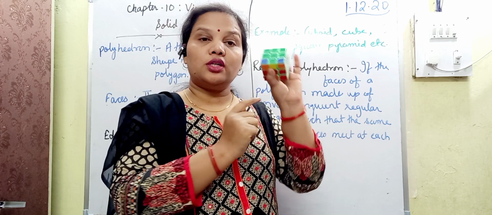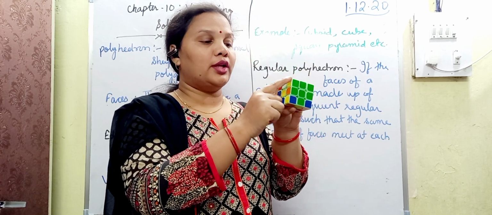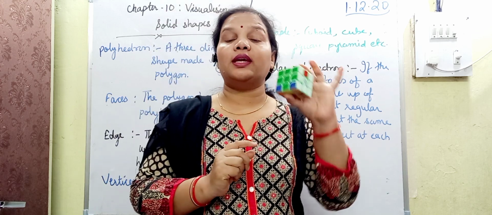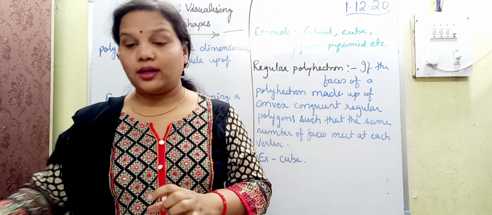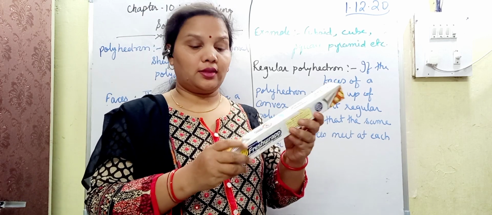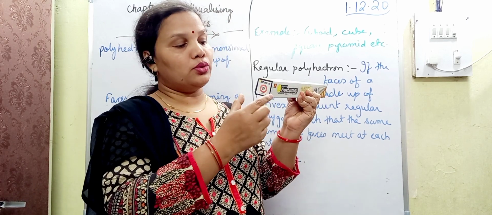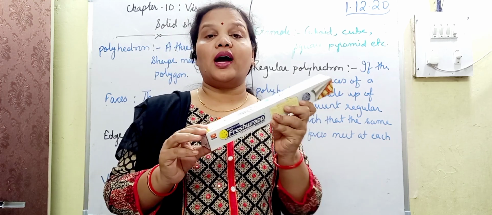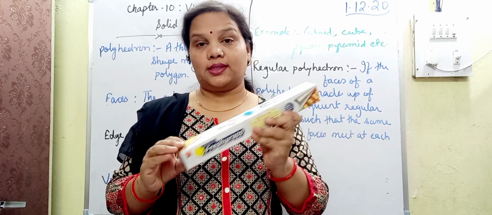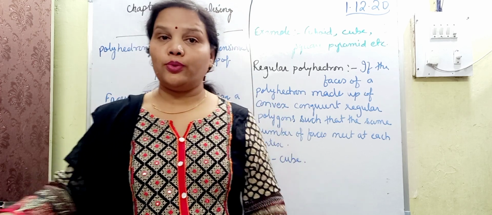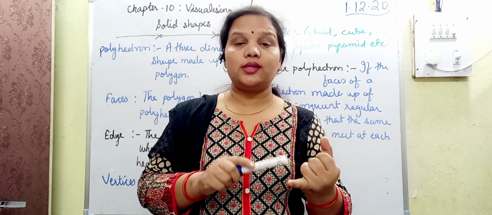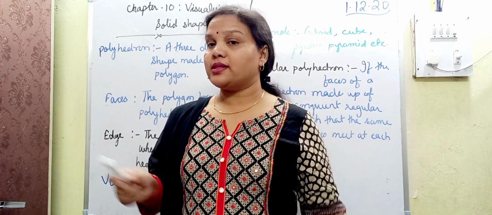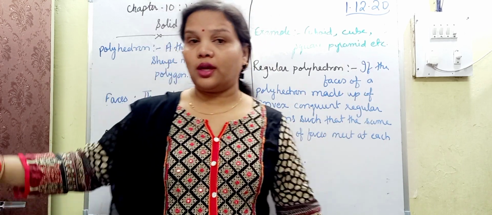So how many corners does a cube have? Just count them: 1 2 3 4 5 6 7 8. So for a cube we have 8 vertices. For a cuboid also, if I take this, you can see 1, 2, 3, 4, 5, 6, 7, 8. A cuboid also has 8 vertices. Now I hope you understand what faces, edges and vertices are. These are the very basic things which you have to understand before understanding the other parts of it. Okay.